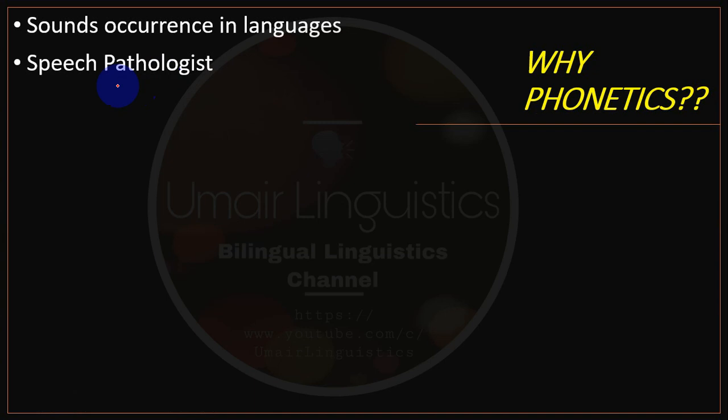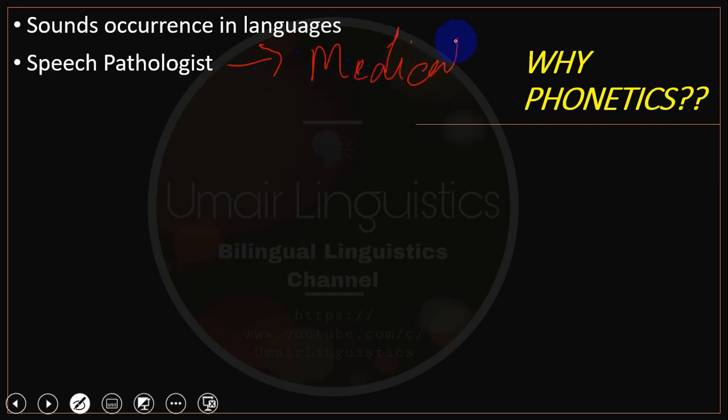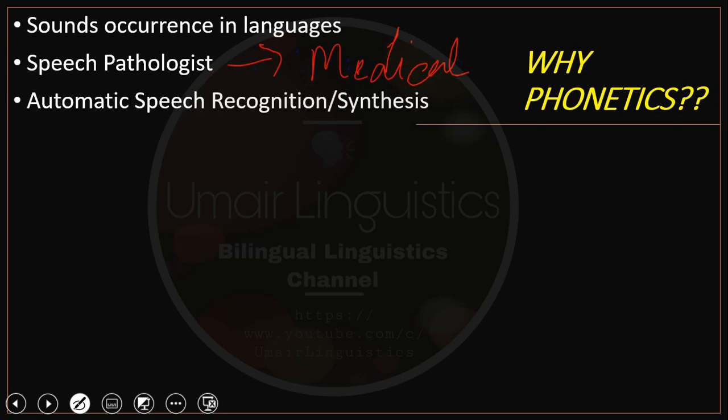Then there is another kind of phonetician, which is speech pathologists. This branch is closely related to medicine, where they deal with people who are unable to speak, and who have some problems while producing speech. So they treat those people. Then automatic speech recognition or synthesis. These are speech scientists or engineers who work on how we can develop software. Nowadays we have things like OK Google. Then we have Cortana.